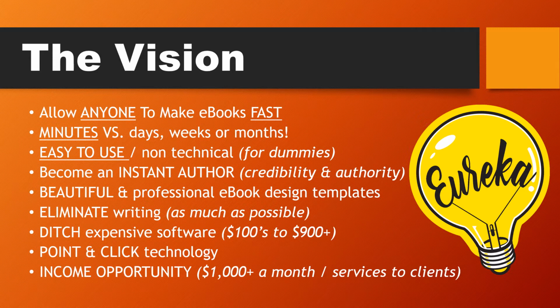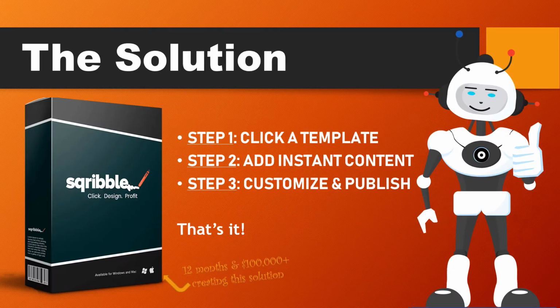Okay. One last goal here, and the vision behind Sqribble, was to allow anyone to have an income opportunity where you can also not just use the software technology for yourself, for your own projects, to create your own ebooks, your reports, your lead magnets and the rest of it, but also to be able to have a dual purpose, and that's to be able to use the software to create an income opportunity for anyone, for yourself, where you can make $1,000 a month at least by selling services to clients. And I'm going to talk about that later, in just a few minutes. But then the solution was actually born.